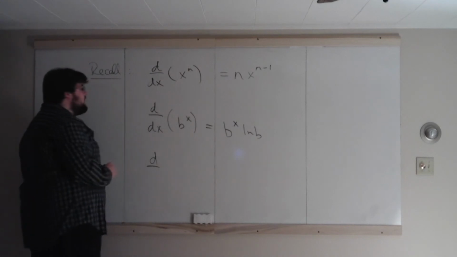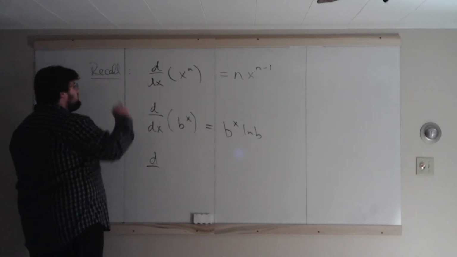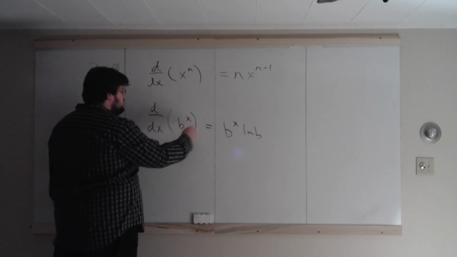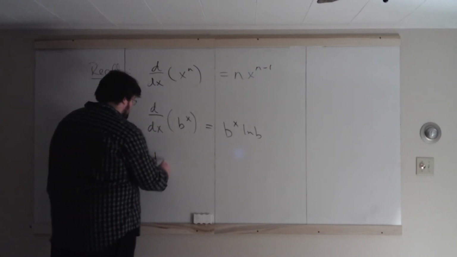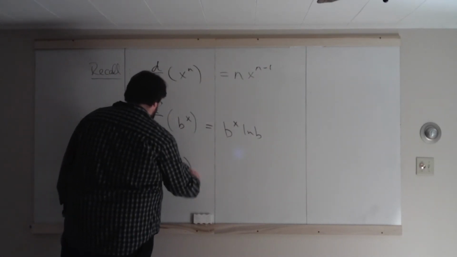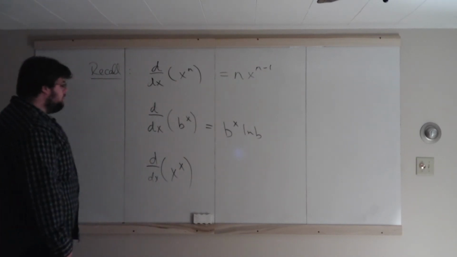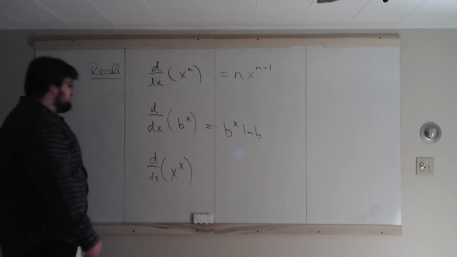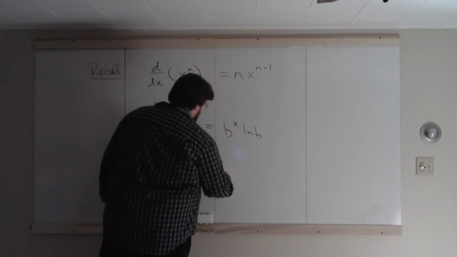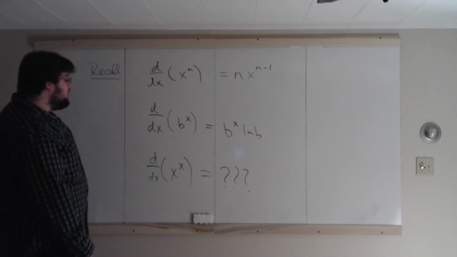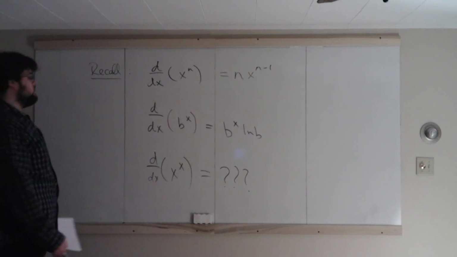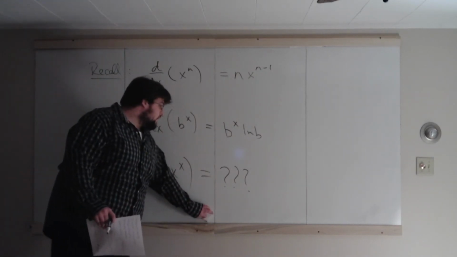Well, that first one has x's in the base. It's a power function. This next one has x's in the exponent. That's an exponential function. But what if we had x's in the base and the exponent? What does that equal? Well, for the next few minutes, it will equal a bunch of question marks. 3 question marks to be exact.